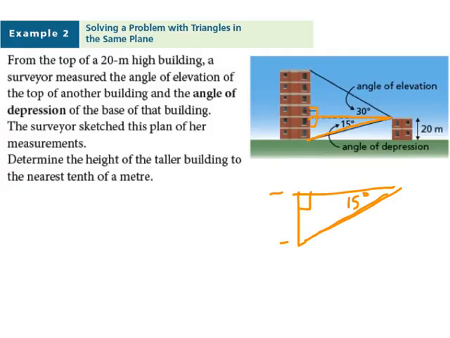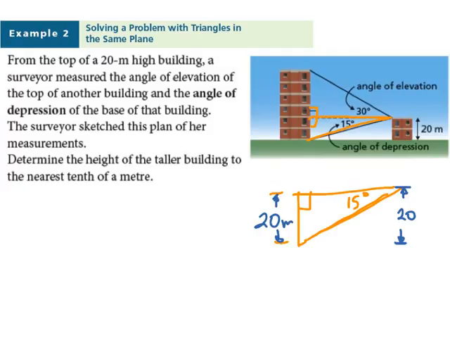I don't like to use orange too much, so I'm just going to start using blue. So this is actually also 20 meters. Why is it 20 meters? Because this side right here is also 20 meters, so that has to be 20 meters as well. And the next part is, how do we find the height of this building?